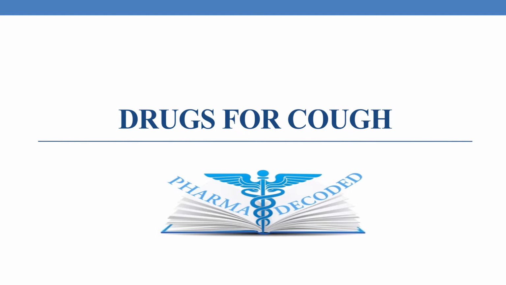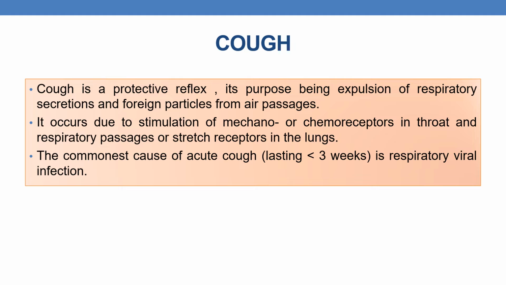Discuss about drugs for cough. First of all, let us discuss what is cough. Cough is a protective reflex and its purpose being expulsion of respiratory secretions and foreign particles from the airways. It occurs due to the stimulation of mechano or chemoreceptors in throat and respiratory passages or stretch receptors in the lungs. The commonest cause of acute cough, which will last for less than 3 weeks, is the respiratory viral infection.